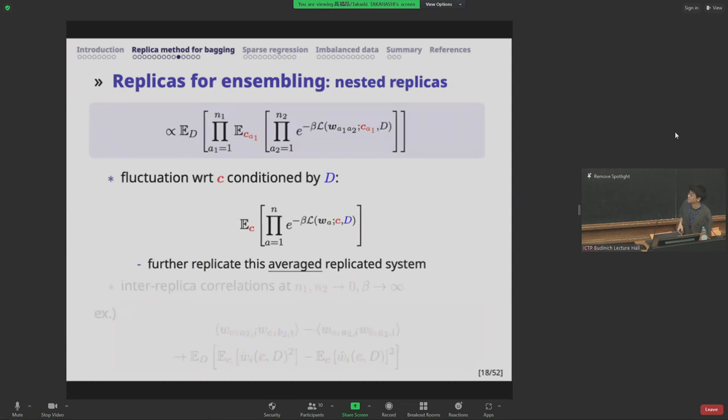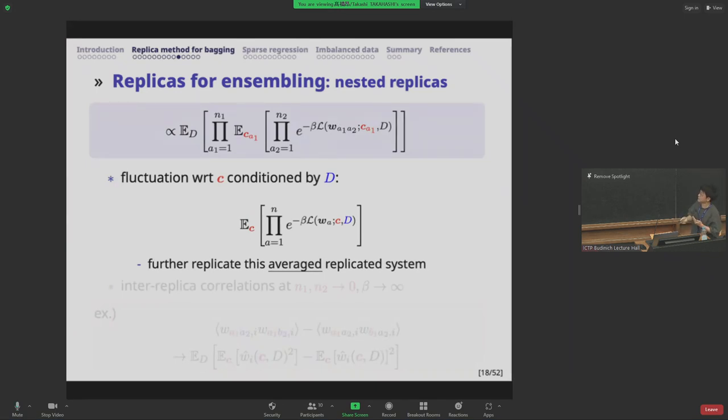Actually, the correct way is to use this kind of replicated system. This is a bit complicated, but the idea is very simple. The fluctuation with respect to C, conditioned on D, would be obtained by this replicated system. We just replicate the Boltzmann factors and average over C. From this replicated system, we would be able to extract the fluctuation over C, conditioned on D.